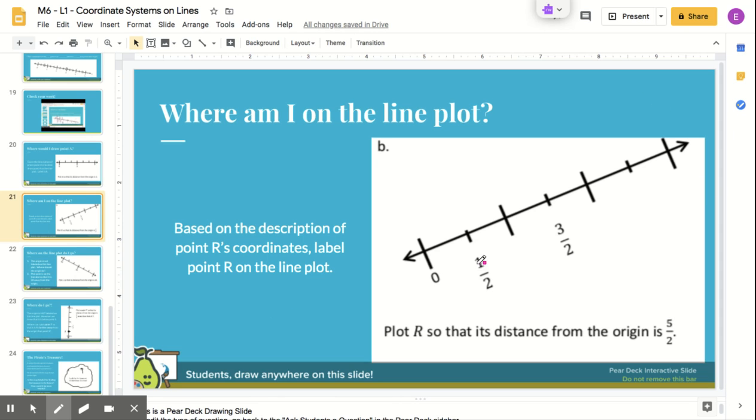Once again, we have another line plot. And already before I read the question, before I do anything, I'm just going to look at what I notice. I notice that once again, my origin is labeled. It is at point 0. And the origin will always be at point 0, because 0 is where our number line starts.